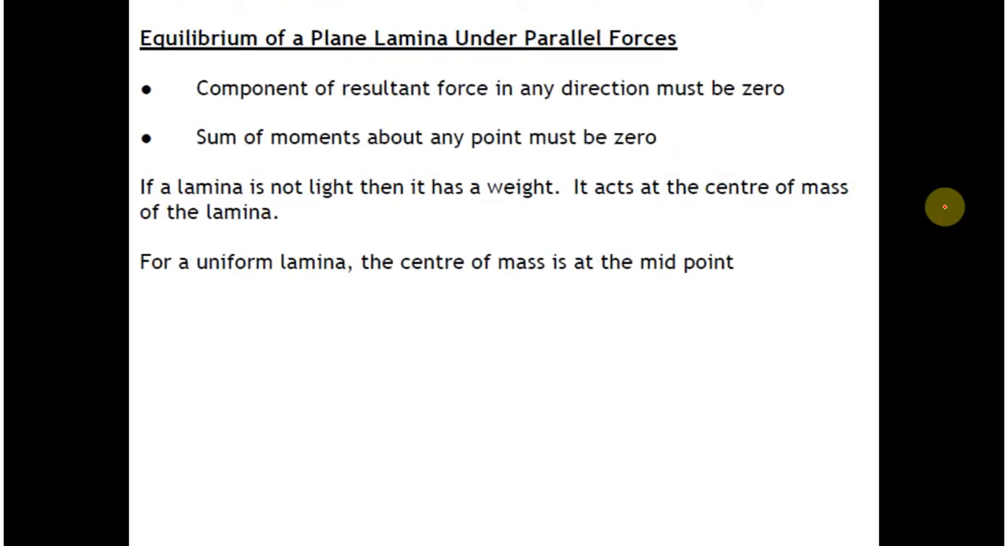Now, for equilibrium of a plane lamina under parallel forces, we must have the component of the resultant force in any direction be zero, i.e. up equals down, left equals right. And the sum of moments about any point must also be zero. If a lamina is not light, then it has a weight, and this weight will act at the centre of mass of the lamina. For a uniform lamina, the centre of mass is at its midpoint.